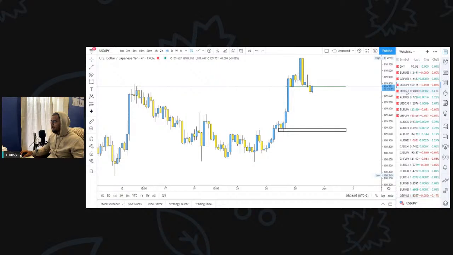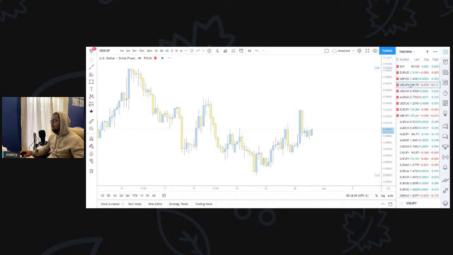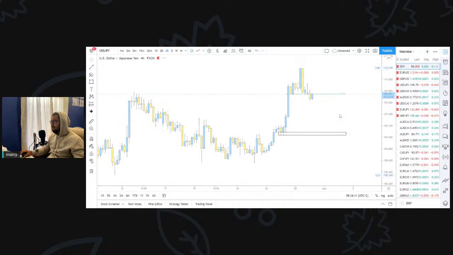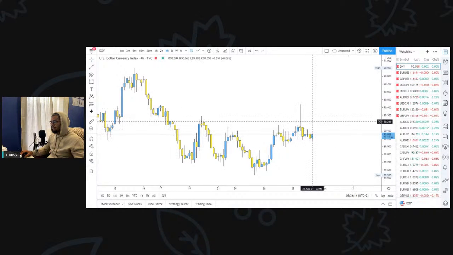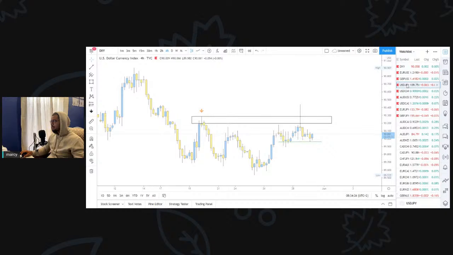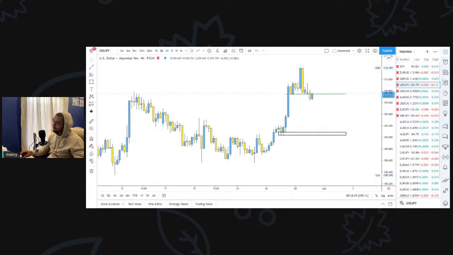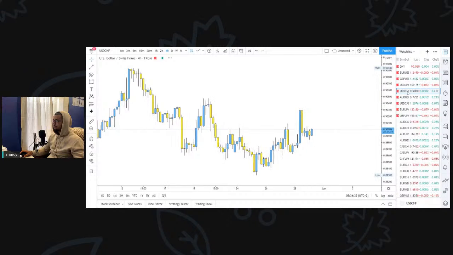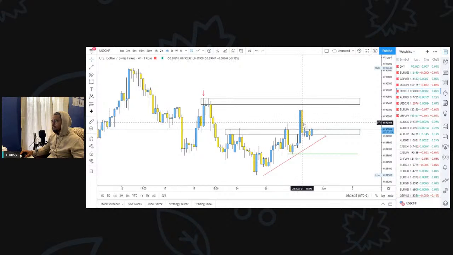Going down to USD CHF. We know that we're expecting weakness on the dollar unless we break above this key level right here. We're expecting weakness until we break above this key level, right? We're holding below with this big wick. So we're expecting dollar weakness, meaning sell US dollar, buy everything else, right?